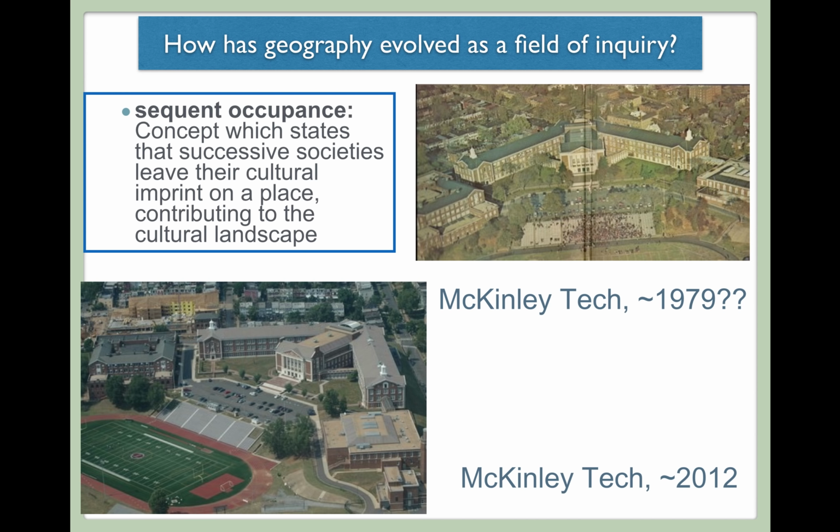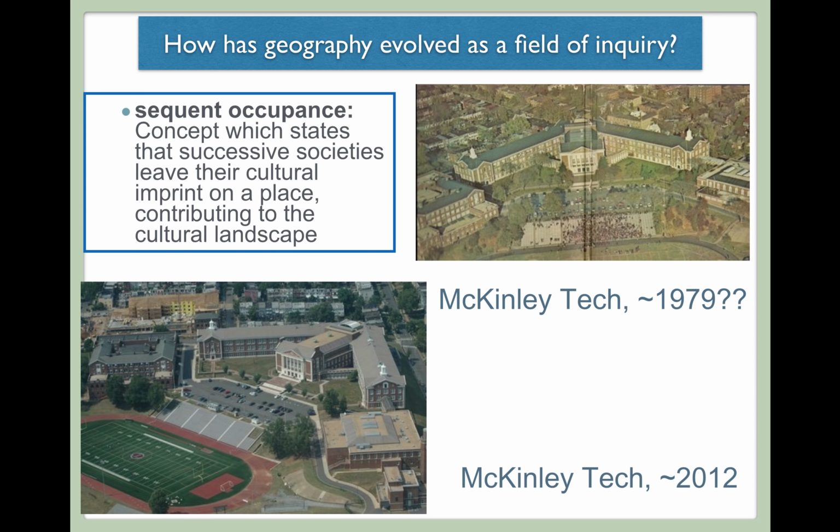A couple more terms and we'll be wrapping up here shortly. Another term I want you to know, which is relevant to this idea of a cultural landscape: when we're studying cultural landscapes, sometimes what human geographers study is called sequent occupants. In other words, human geographers look at how different societies over time have continued to imprint themselves on a particular landscape. Here's what I mean.